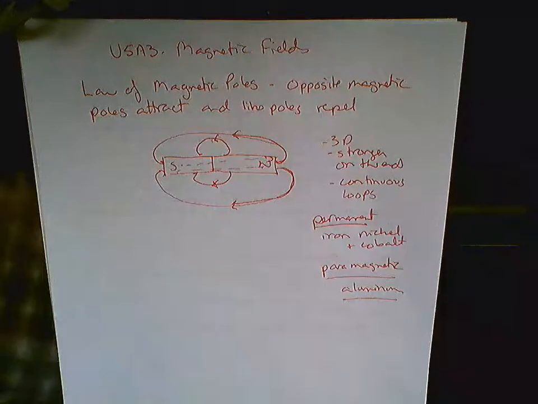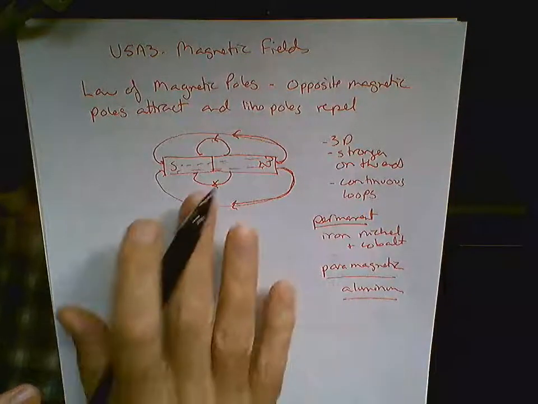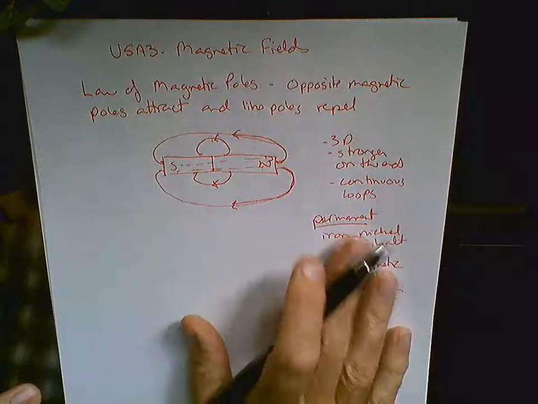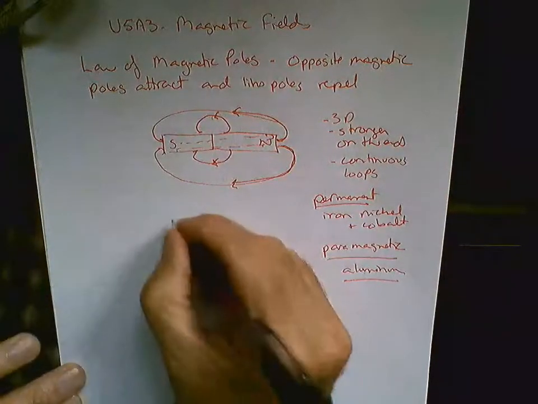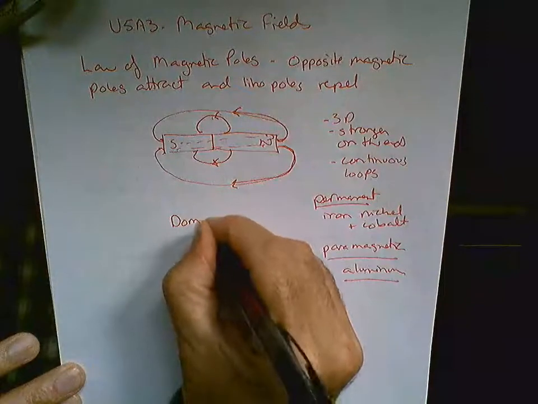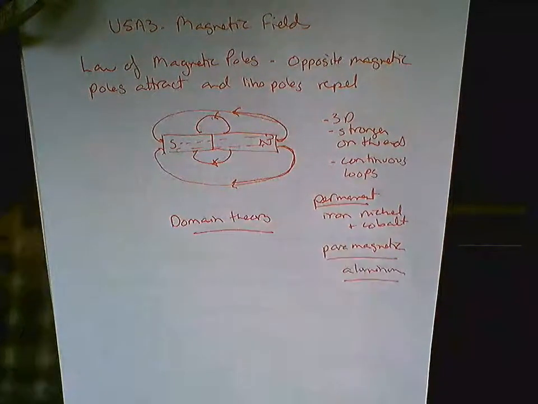And there are other things that are called paramagnetic substances, and these are things that become magnetic when they're in the presence of permanent magnets. Now, one thing that you should be looking into in Content 2 is a little bit on domain theory, which talks about why magnets are magnetic.